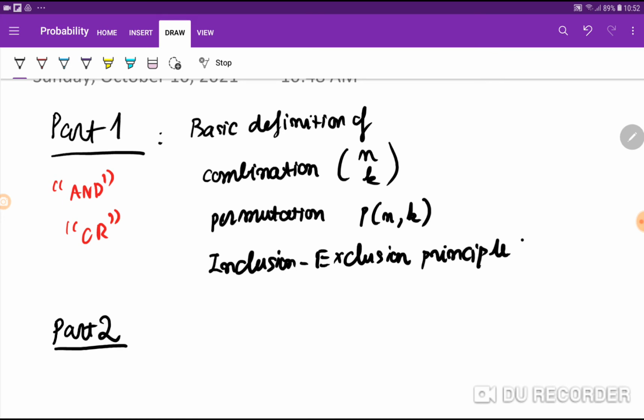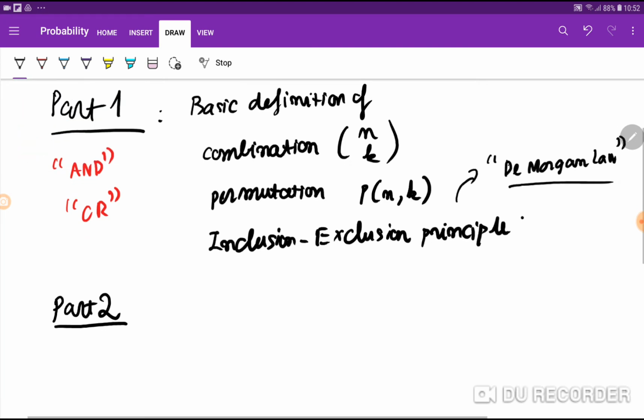And this is optional, I just came up with it: if I can, I'll talk a little bit about De Morgan's law, but I don't recall our professor talking a lot about it. But if I had a chance, I would definitely talk about that.